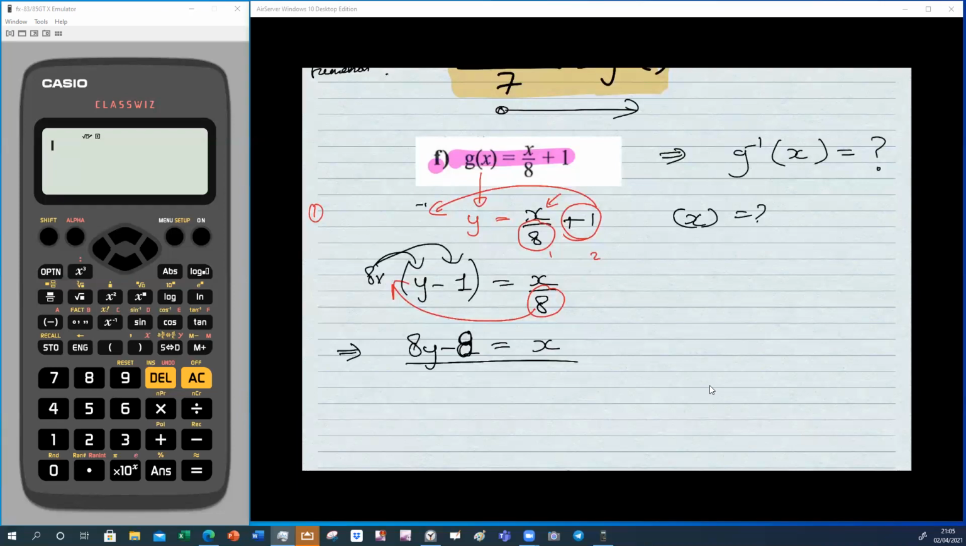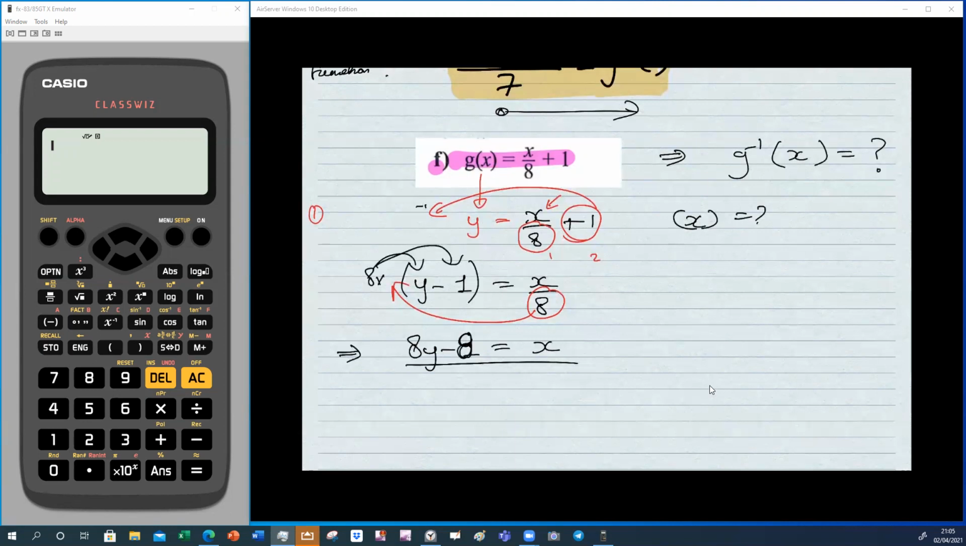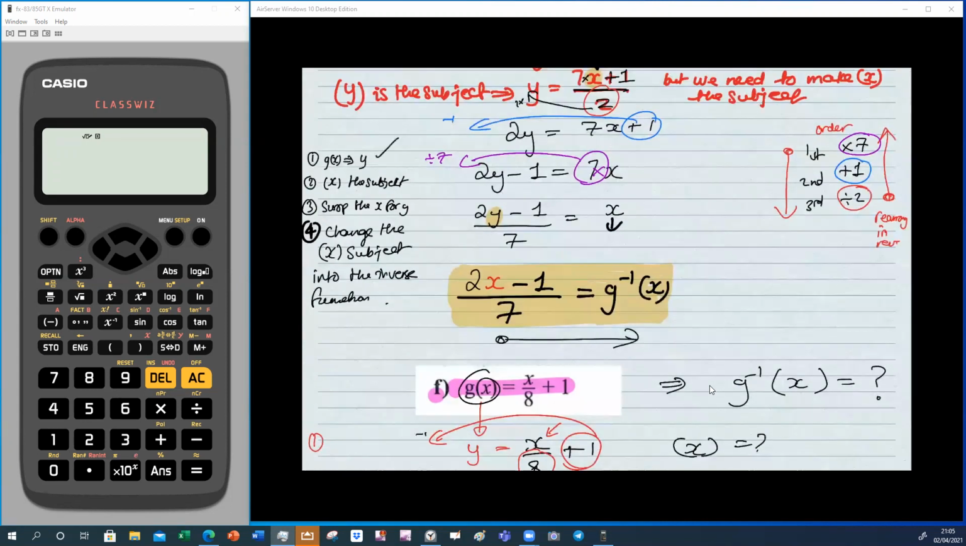Okay, I think I had somebody say that. Right, that's the x. Okay, lovely. So we've done step 1. We've changed the g of x into y. We've done step 2 by making x the subject. What do we do next? So we've done 1, we've done 2.